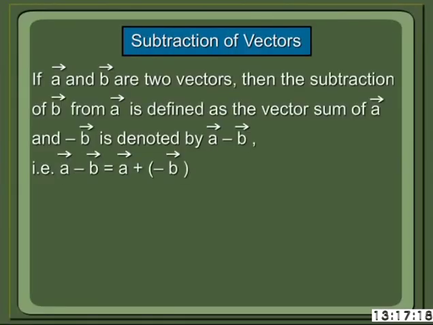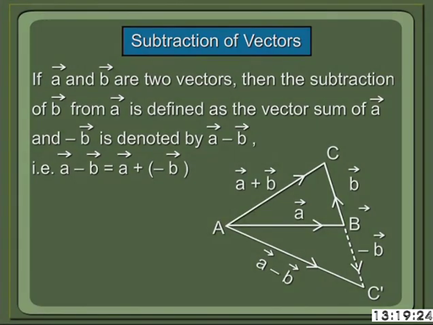If A and B are two vectors as shown, then the subtraction of vector B from vector A is defined as the vector sum of vector A and minus vector B, which is denoted by vector A minus vector B.